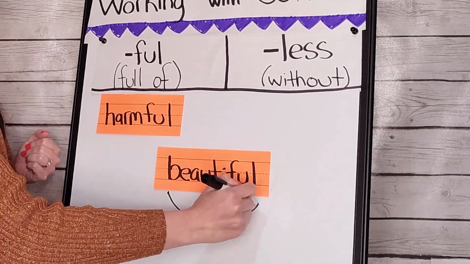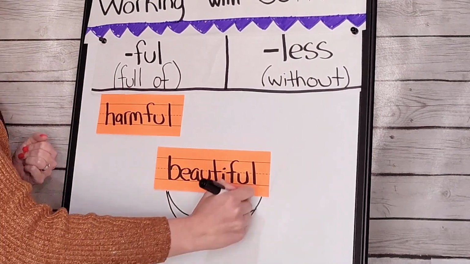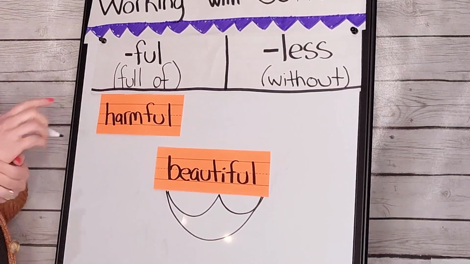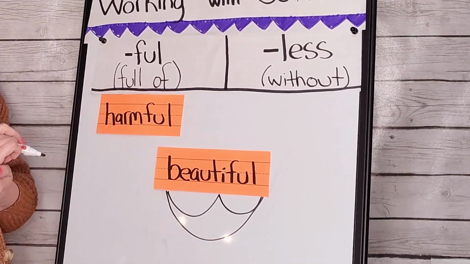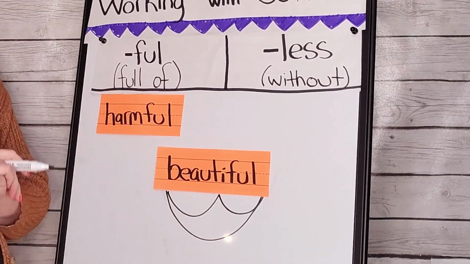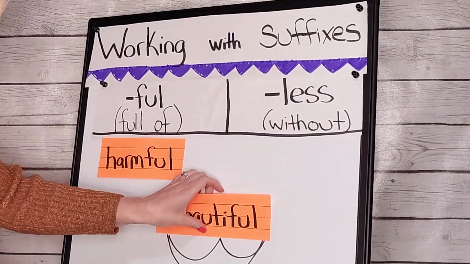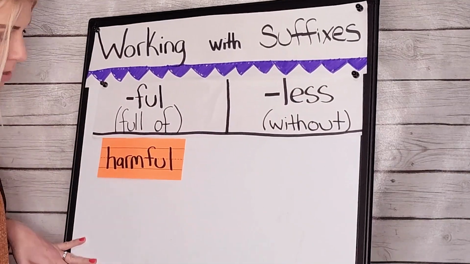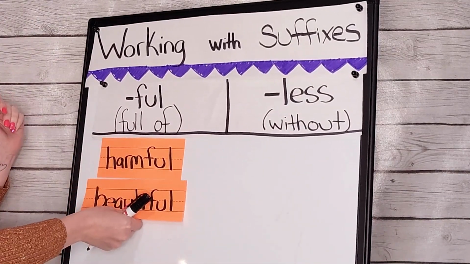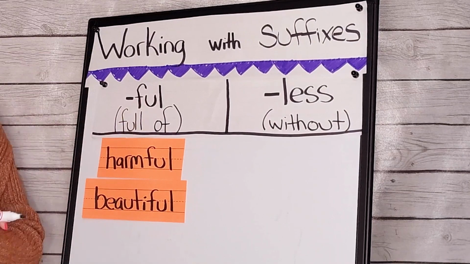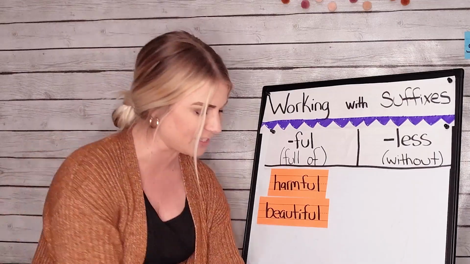Beautiful. I see this full suffix again, so I know beautiful must mean something that is full of beauty. Our Great Lakes are full of many beautiful different kinds of fish. I'm going to put this word in our full column also because I see that suffix. All right, here we go. Let's try another one.